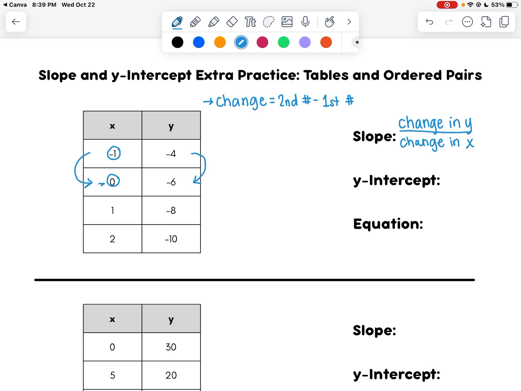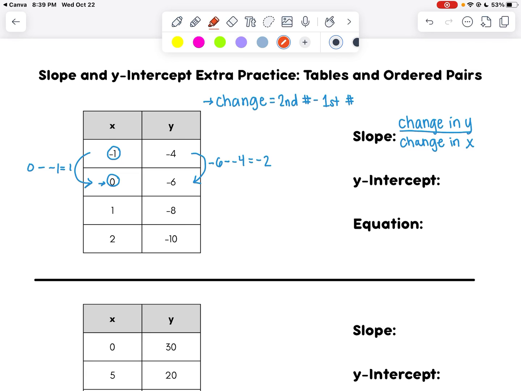number, which is 0, minus my first number, which is -1. And I can just type that into the calculator exactly how it looks right there. It's going to give me a +1. I can do the same on the other side. -6 is my second number, minus my first number, -4. Go ahead and take a second to type that into your calculator. You're going to get -2.